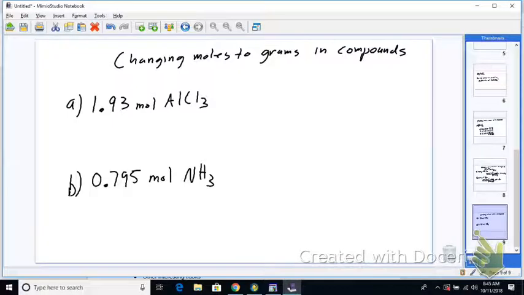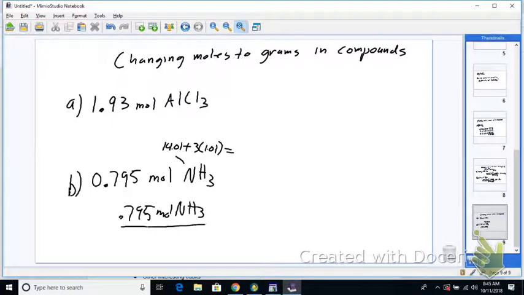So, this should be really easy. You got 1 nitrogen is 14.01 plus 3 times 1.01. So, that's going to be 17.04. That's okay. I can show that one later. Okay? So, 0.795 moles of NH3, moles of NH3 to grams. And that would be, for every 1 mole, you have 17.04 grams. And you got your answer.